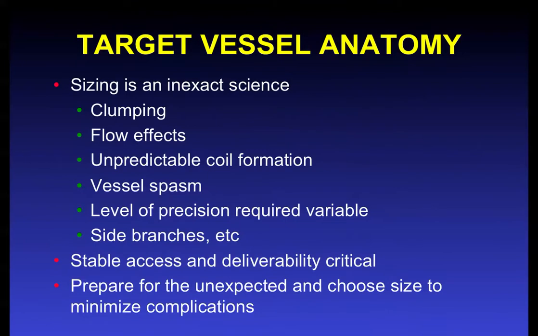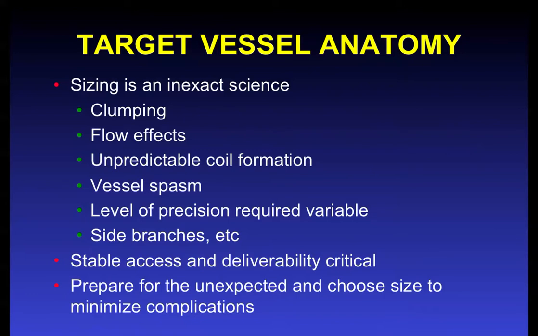So let's talk a little bit about the anatomy of each of these situations. Of course these are all generalizations, but as all of you know, this is really an inexact science. When you're trying to size a coil for a specific situation, you have to take into account all different kinds of things: the flow effects, the unpredictable nature of how coils will form in different situations, whether or not the vessel is in spasm, and how precise I have to be about where this coil ends up. If it migrates a little bit distally, is that going to cause a big problem? Are there side branches I have to worry about?